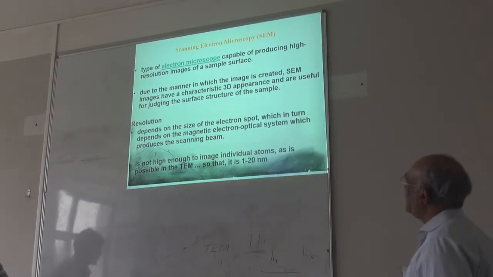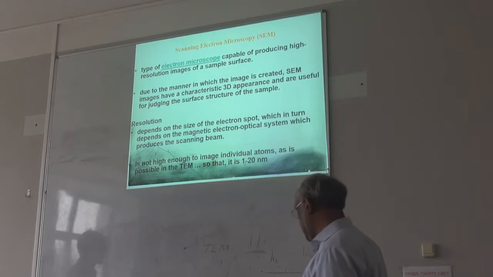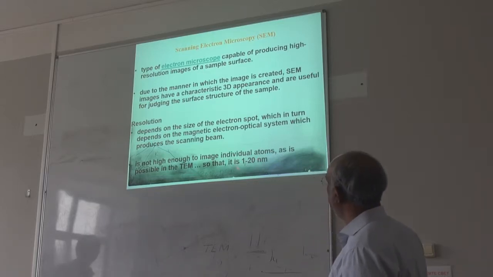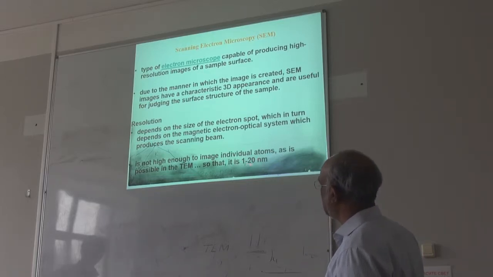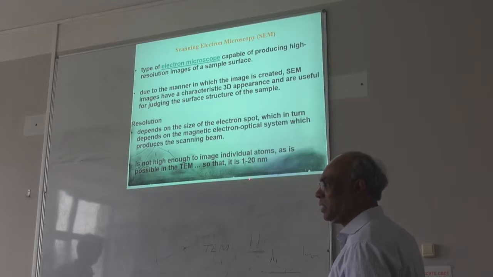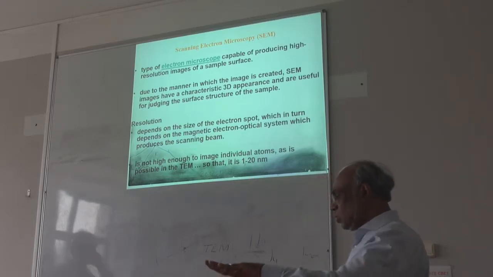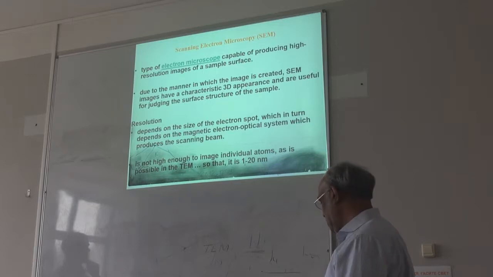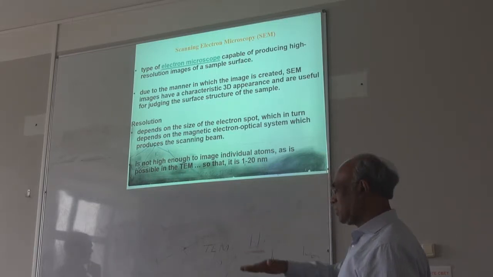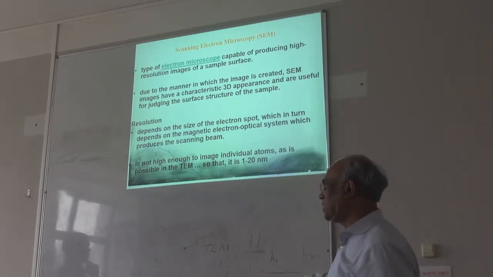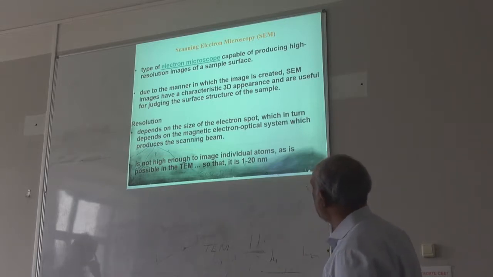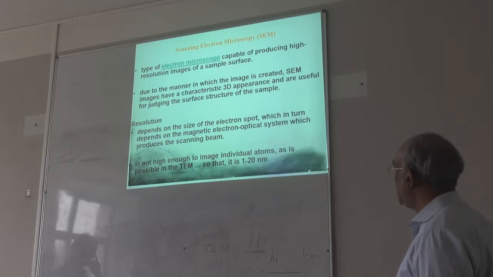Scanning electron microscopes, like I said, are good to look at features greater than 1 nanometer. Mostly you can see how good your surface is, whether it's a corrugated surface or a flat surface, things like that you can easily see from a scanning electron microscope.